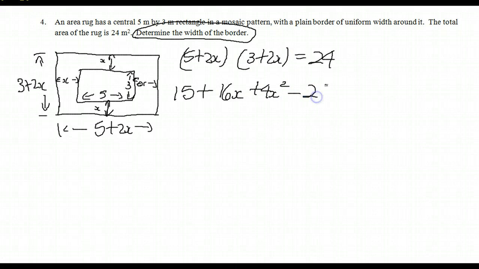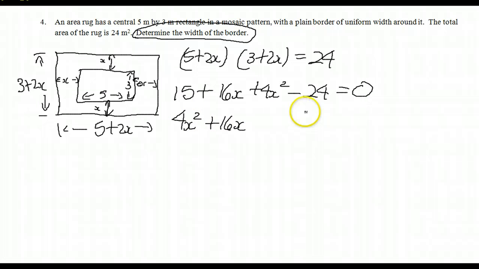Now let's do this. We'll go minus 24 equals 0, right? The way we're solving is we're always getting the right-hand side equal to 0. Okay, let's simplify. 4x squared plus 16x. I always like my x squared first, then my x. And we've got minus 24 plus 15, which will be minus 9, is equal to 0. No common factor here, right? 4 and 16 have a common factor, but the 9 throws a wrench in there.